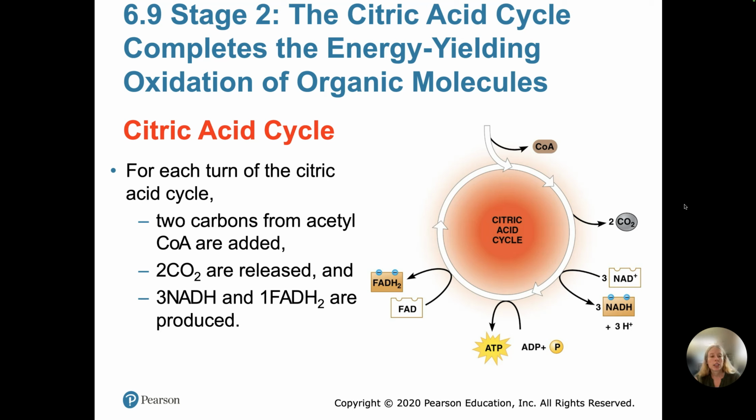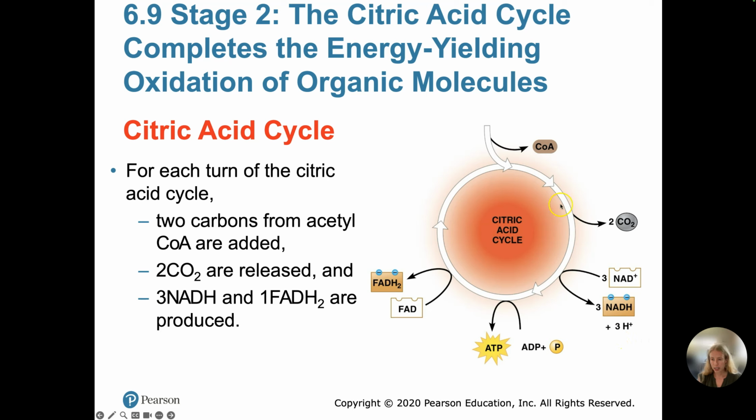The citric acid cycle will turn once for each acetyl-CoA molecule added. Remember, at the end of pyruvate oxidation, we have 2 acetyl-CoA molecules because 2 pyruvate molecules went into pyruvate oxidation. So 2 acetyl-CoA molecules means that the citric acid cycle will turn twice. These numbers are just for 1 single turn around the citric acid cycle.